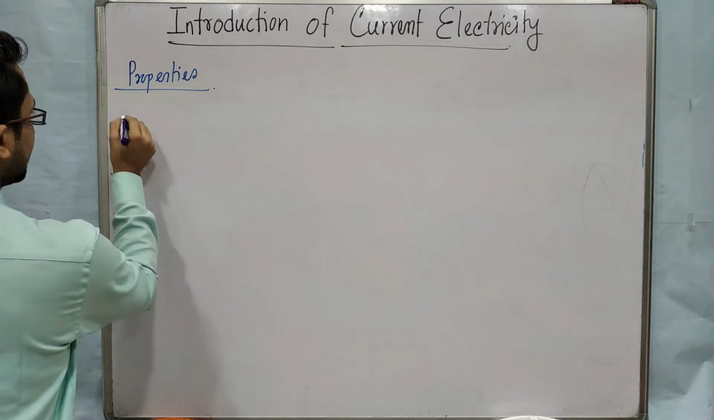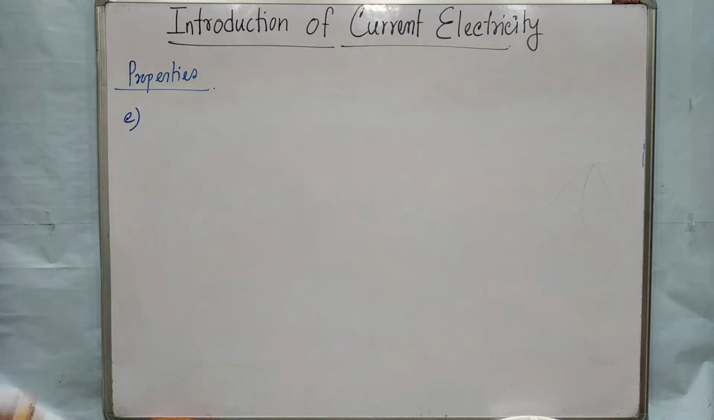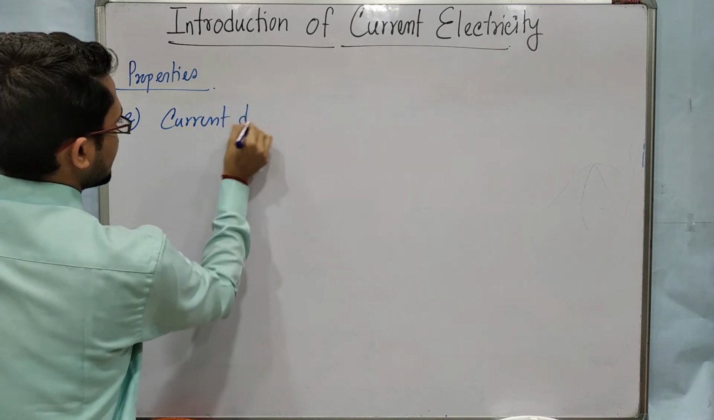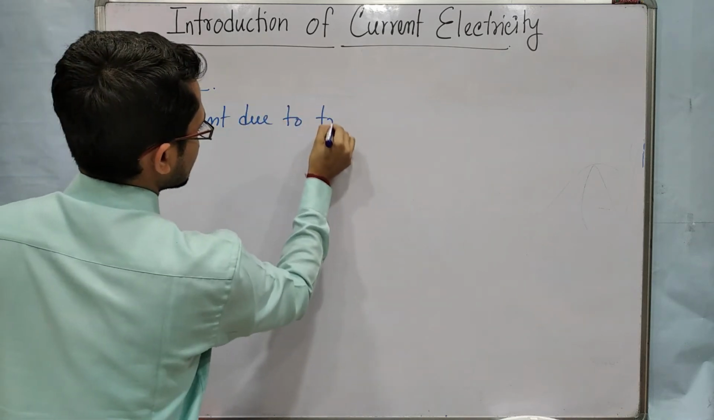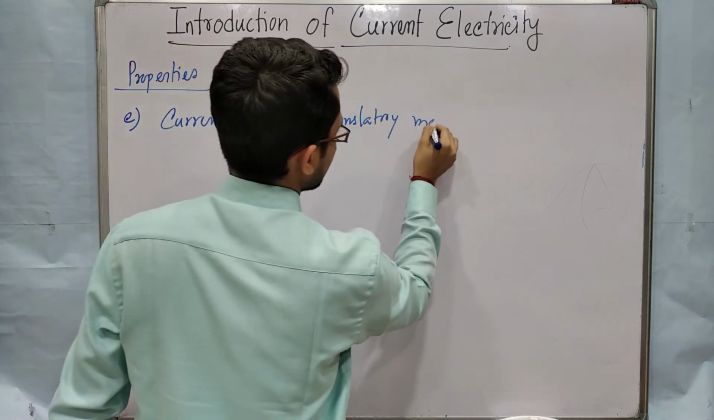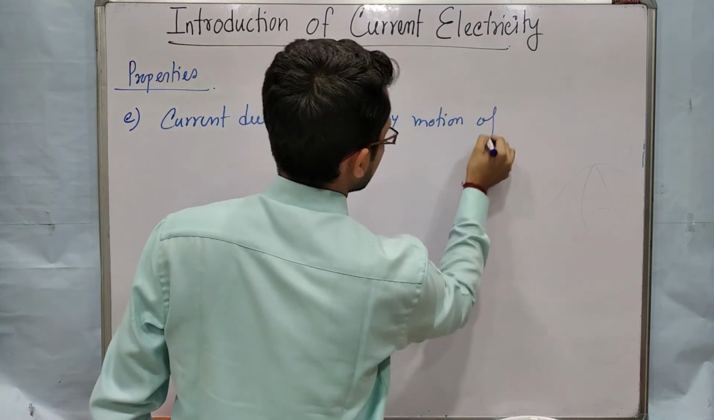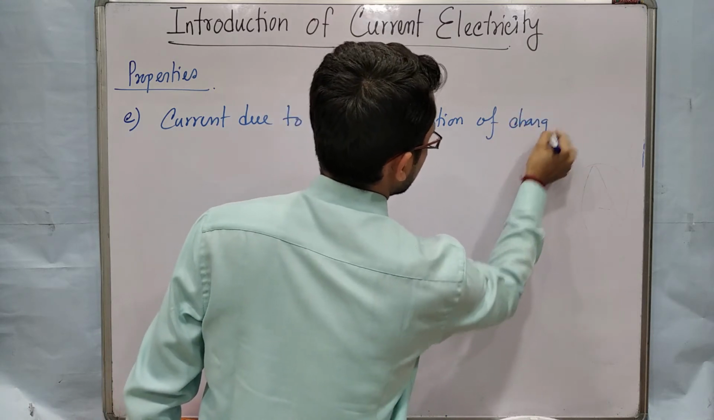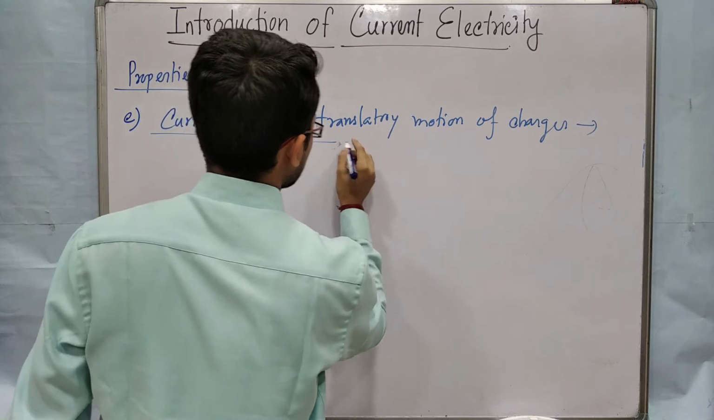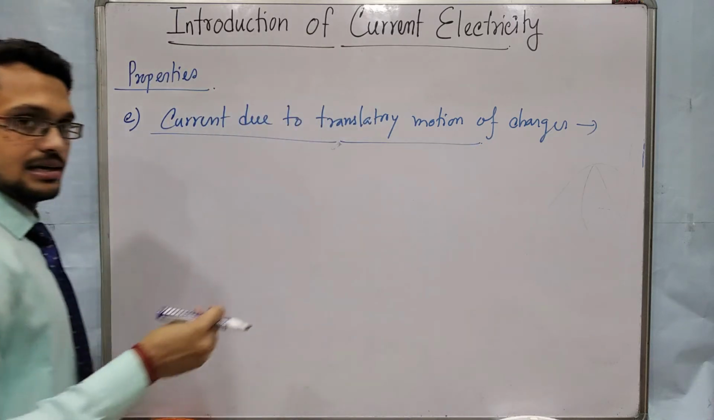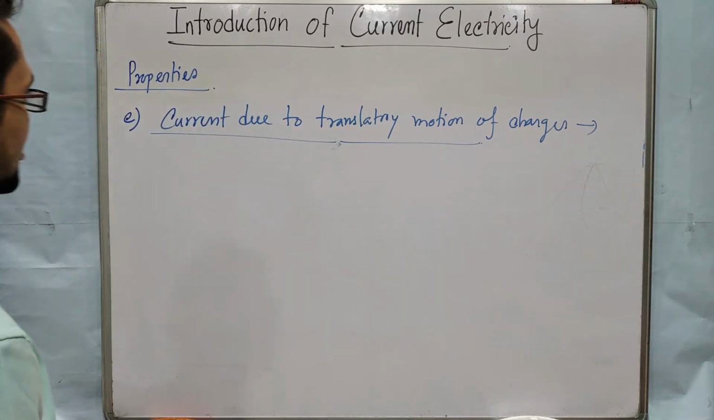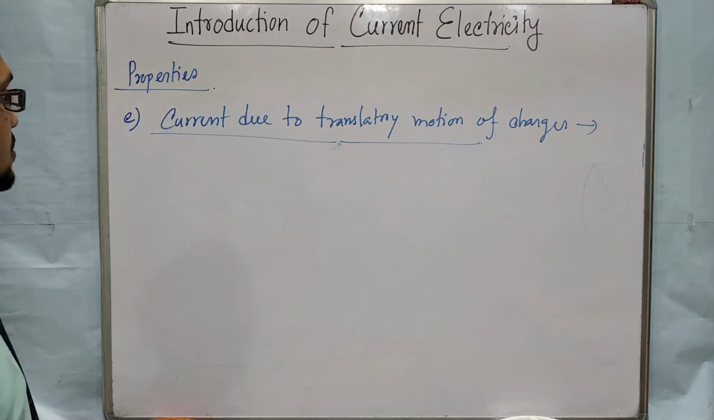Next point, now point E: current due to translatory motion of charges. Translatory motion means the charge is flowing linearly. Then what will be the current? How will you calculate the current?